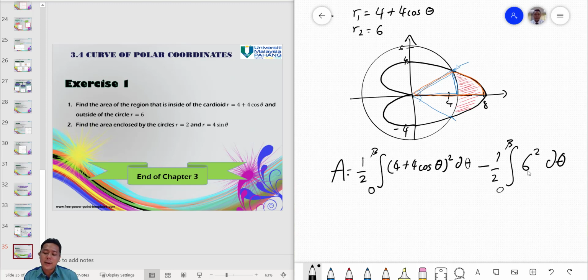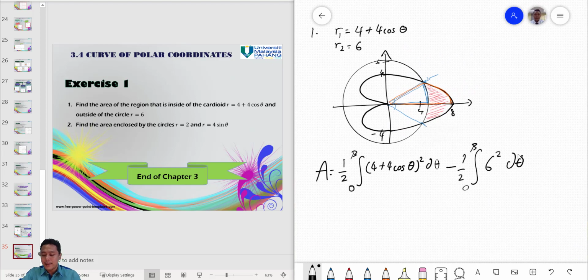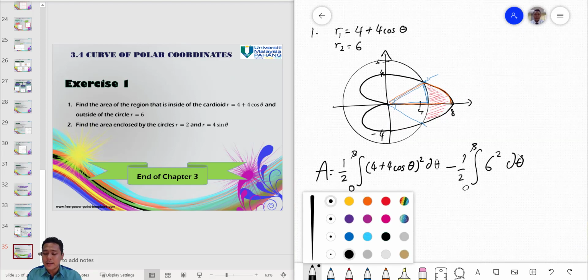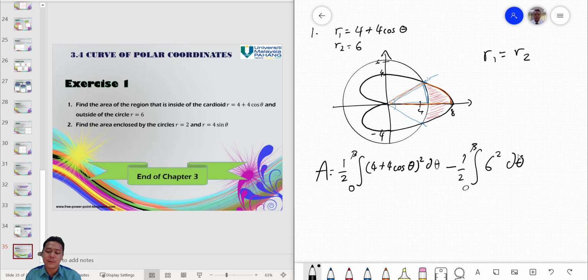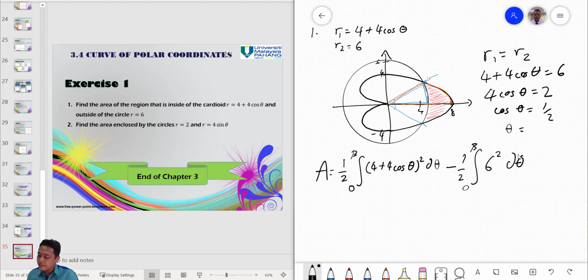Now what is the point of intersection here and how to find it? Basically we equate r1 equals r2. Therefore 4 plus 4 cos theta equals 6, and theta will be pi over 3. So this beta is known already.